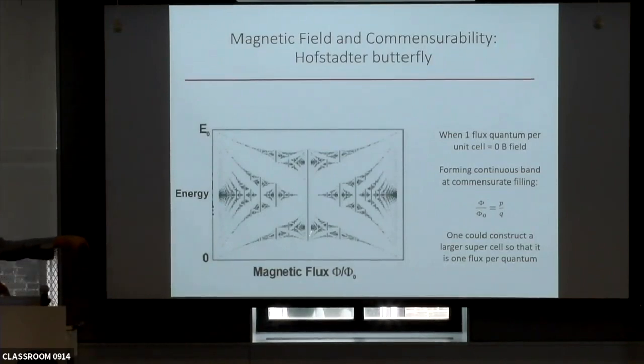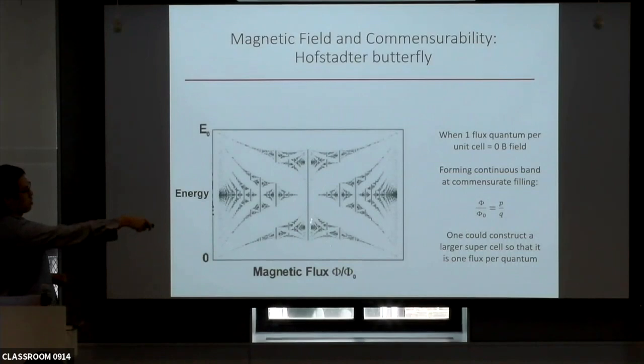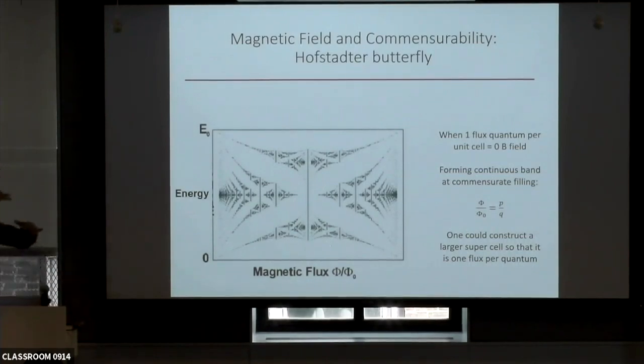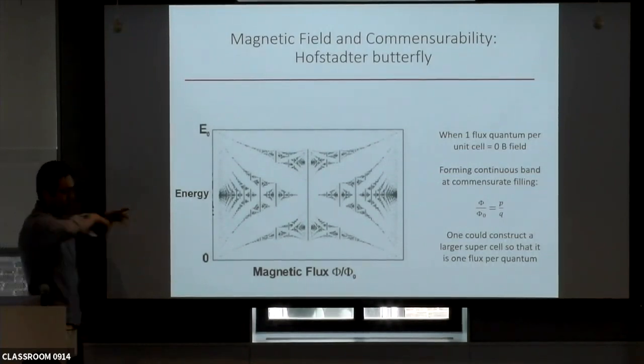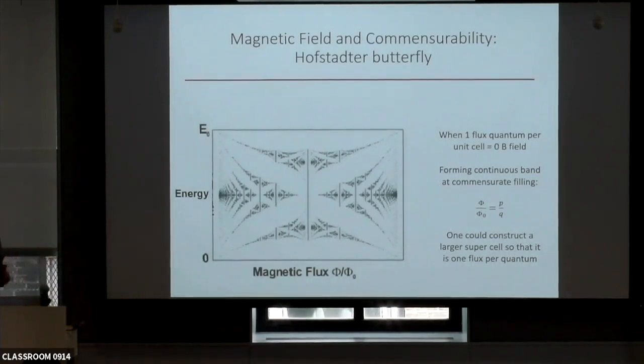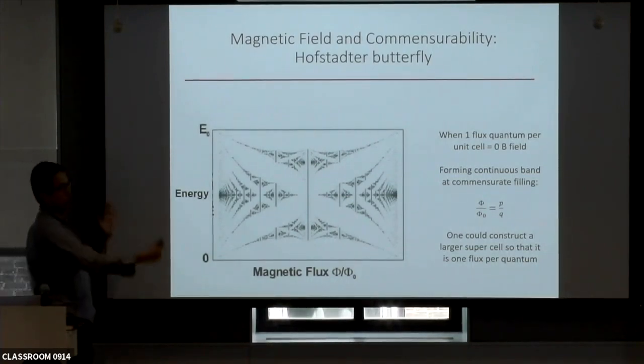Then this corresponds to the straight vertical black line in this energy versus magnetic field diagram. Those correspond to the situation where you no longer have this fractal state, but rather a continuous band, because in this commensurate ratio, you can always construct a supercell with one flux quantum per supercell, and therefore effectively you're not applying any magnetic field, so you can form a continuous band.